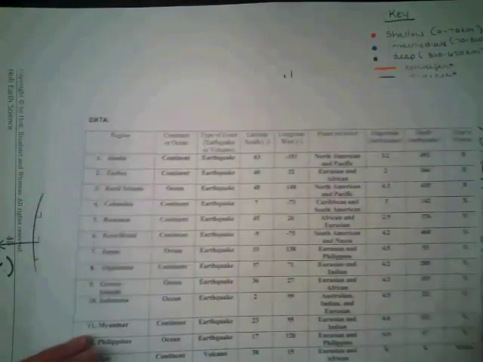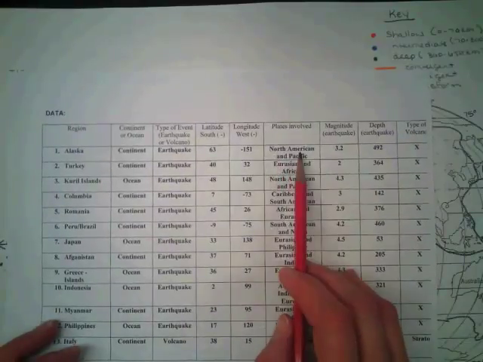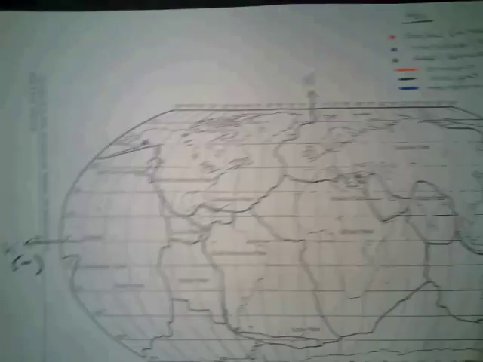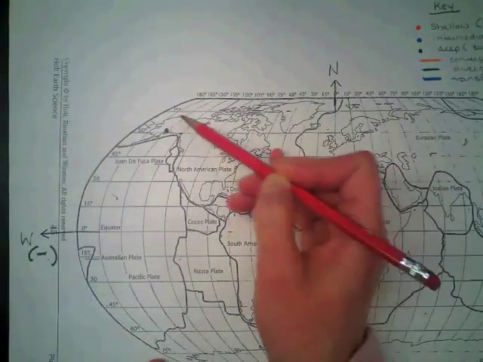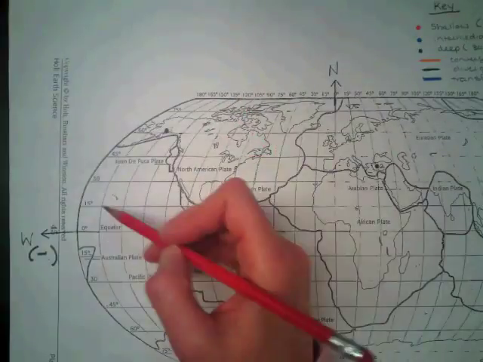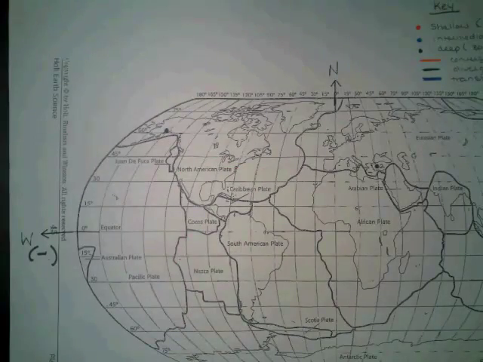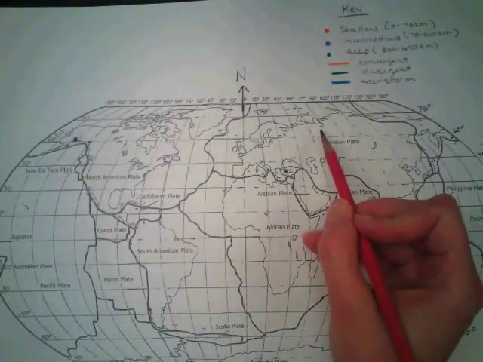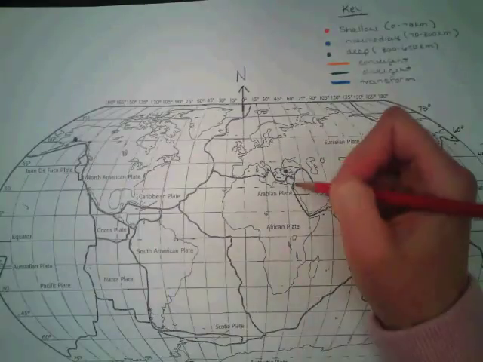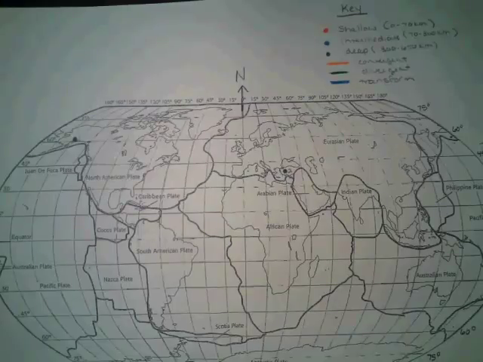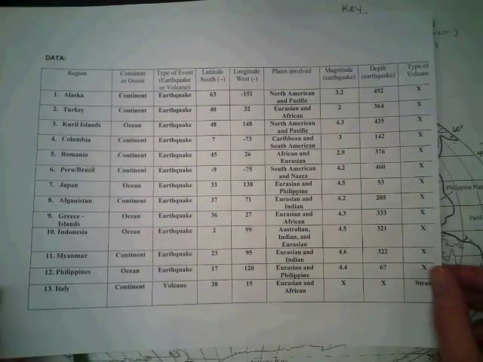Now if you noticed, I filled in the information like the plates involved. So for our earthquake in Alaska, it's the North American plate, which is this whole area right here, as well as the Pacific plate, which is this whole area here. So it's right basically on the border. For Turkey, you can see it's in the Eurasian plate, right on the border of the African plate. So it's very, very close to a plate boundary. So you're going to do that with the rest of these earthquakes and volcanoes.